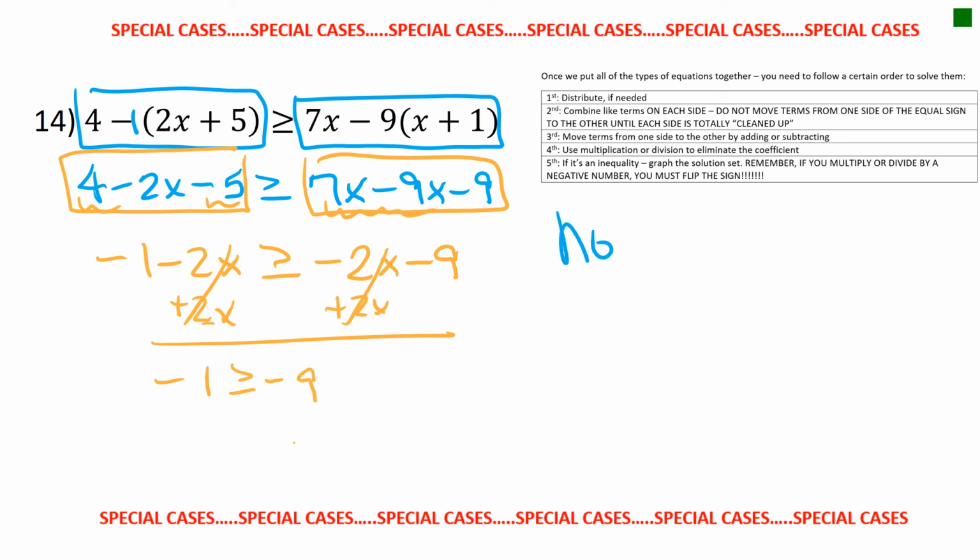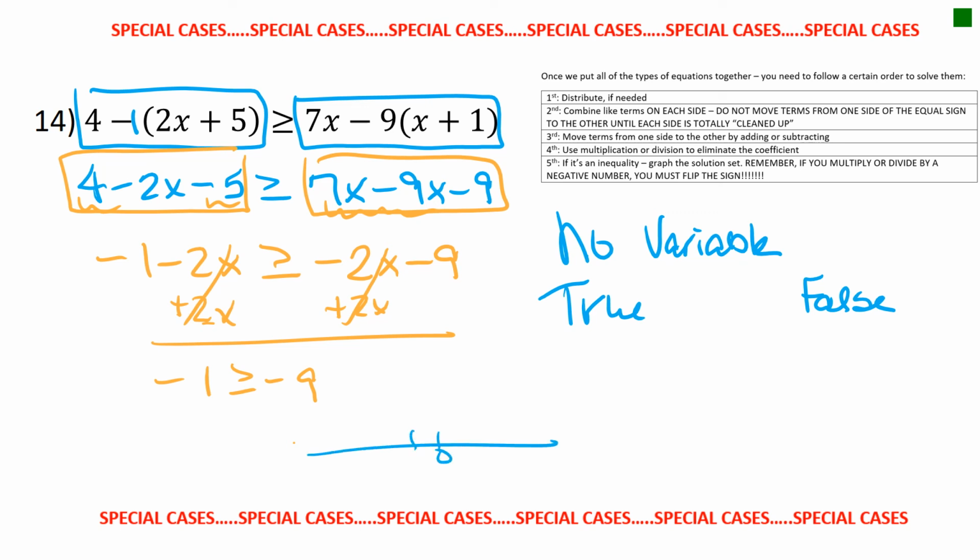So in your head, you are saying there is no variable left in the solution. Is the solution true or is the solution false? Is negative 1 bigger than negative 9? Well, here's your number line. Negative 1, negative 2, negative 3, negative 4, negative 5, negative 6, negative 7, negative 8. Negative 9 is down here. Which one's bigger? Negative 1 is bigger than negative 9. That means it is true.